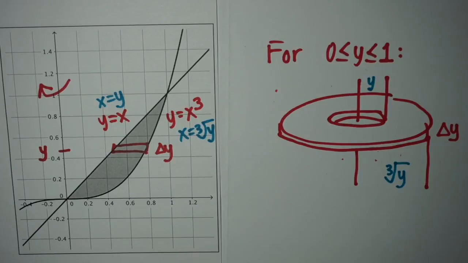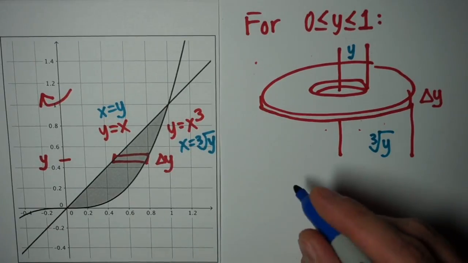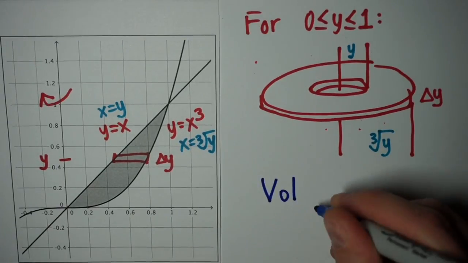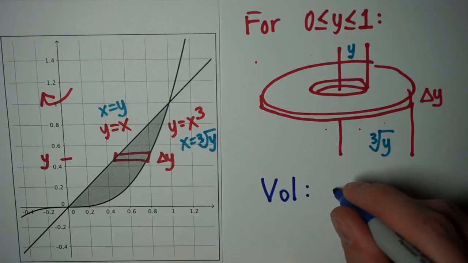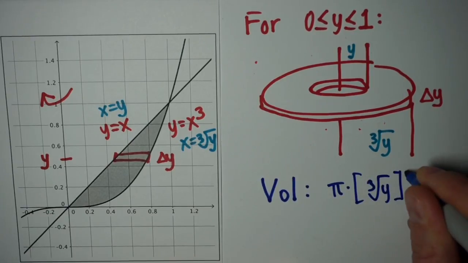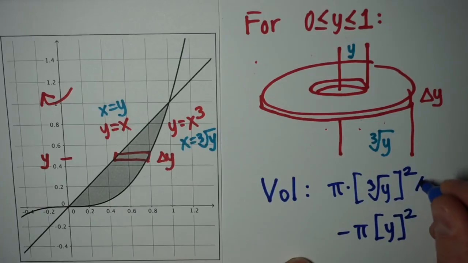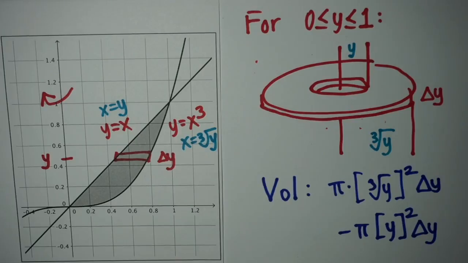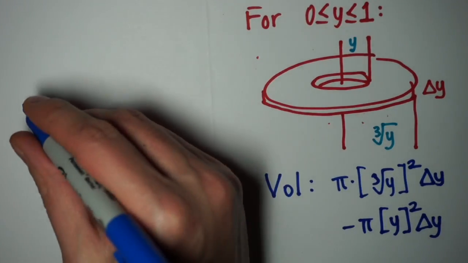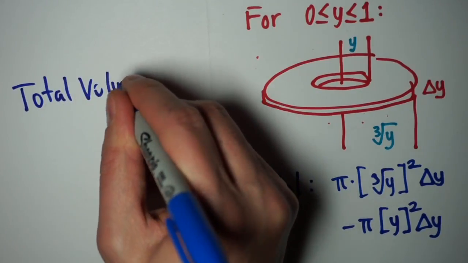Once I have these dimensions, I can write down the actual equation that I'm looking for, or the actual volume that I'm looking for. So my volume of this particular washer for this given value of y is going to be pi times the outer radius, or the cube root of y, squared, times delta y, minus pi times the inner radius, y squared, times delta y. If we take all of these now for all the values of y between 0 and 1 and add them up, we end up with an integral that will represent the total volume.